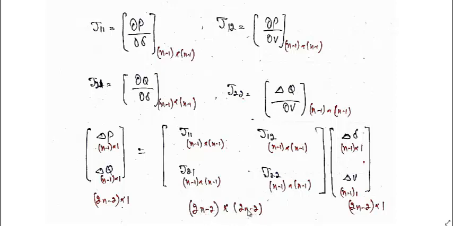This is in the case when we have a system only having PQ buses except the slack bus. Here this matrix will also have the order 2n minus 2 cross 1. I hope you understood this.